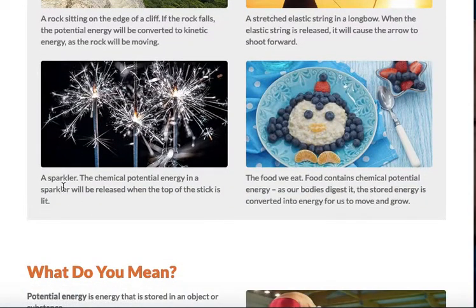This is chemical potential energy. A sparkler. The chemical potential energy in a sparkler will be released when the top of the stick is lit. The food we eat. Food contains chemical potential energy. As our bodies digest it, the stored energy is converted into energy for us to move and grow.